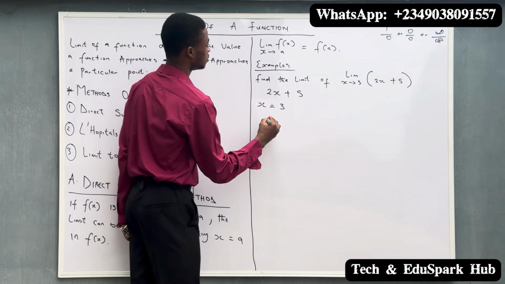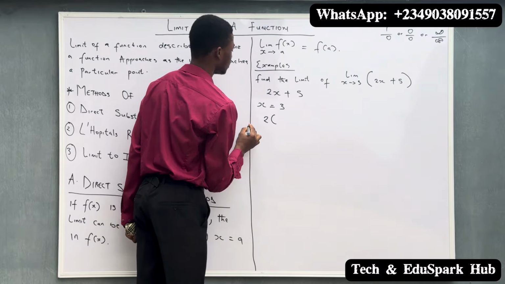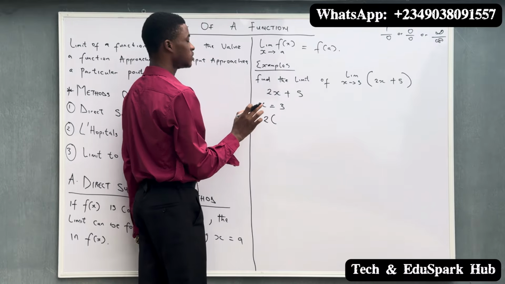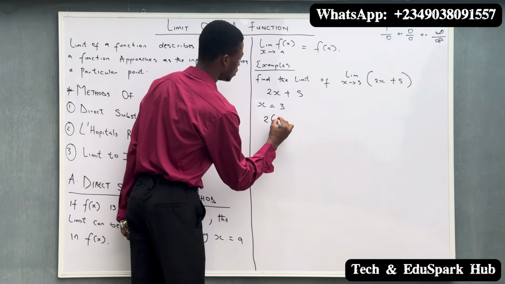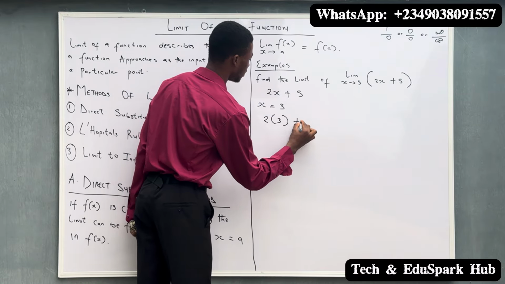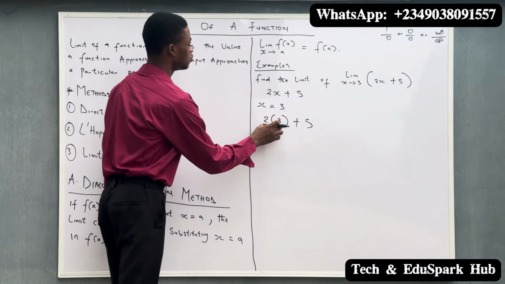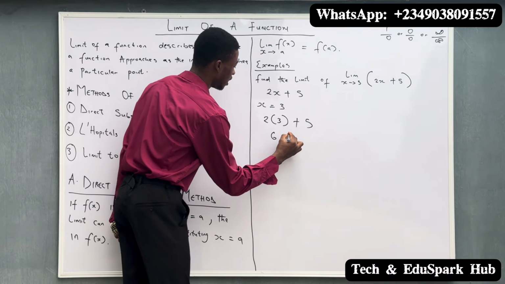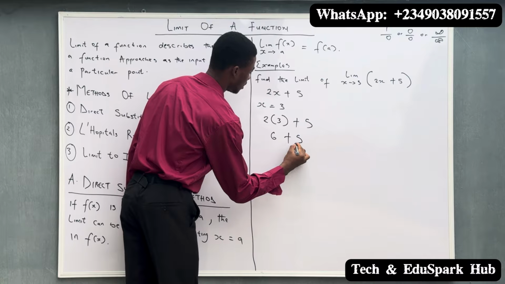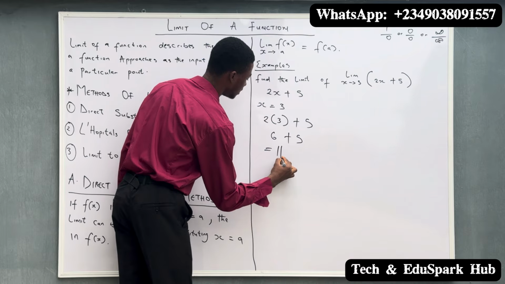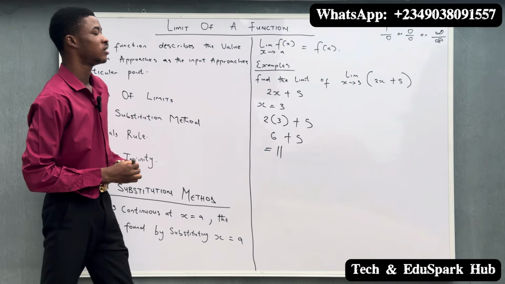To use the direct substitution method, we can say 2 open brackets. What is our x? We can just substitute for x directly, which is 3. So we have 2 open bracket 3 close bracket plus 5. And when we solve this, 2 multiplied by 3 will give us 6. And we have 6 plus 5. Our final answer will be 11. So 11 is correct for this kind of question.